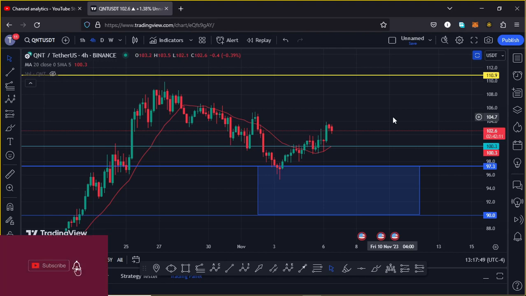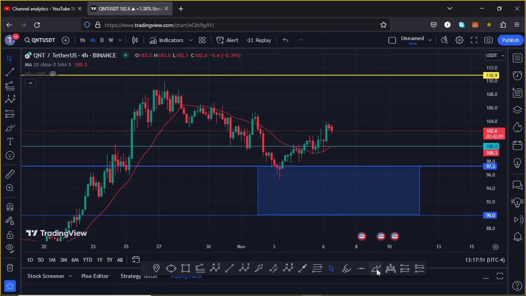At the time of this recording, QNT is holding above the 20-day MA here on the 4-hour chart, which is now acting as support for us to continue gearing up. We are also holding above our key area of support at around the $100.3 mark, which is also acting as support for us to continue gearing up.